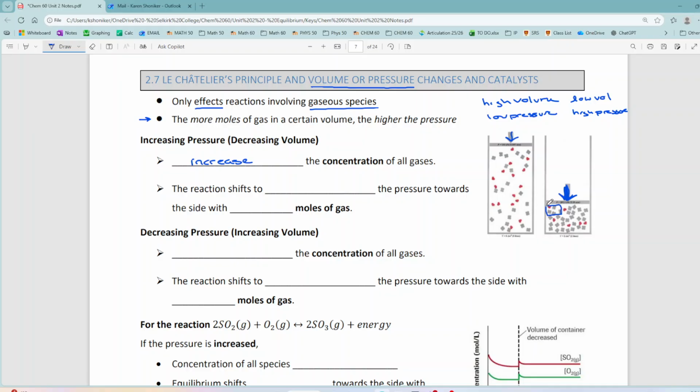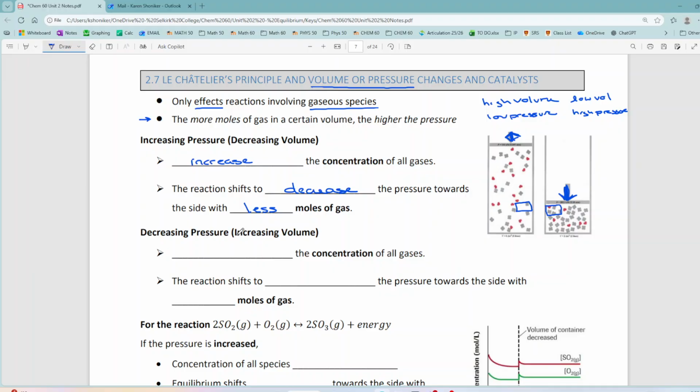So when you think about concentration, if you took the same size rectangle in both of these containers, this second container that has a low volume and high pressure has more molecules per that size than this one in the higher volume that has lower pressure. So the way that your reaction is going to shift to decrease the pressure is it's going to see if your reaction can combine certain molecules so that you have fewer molecules present. In other words, you're going to favor the side with fewer moles of gas.